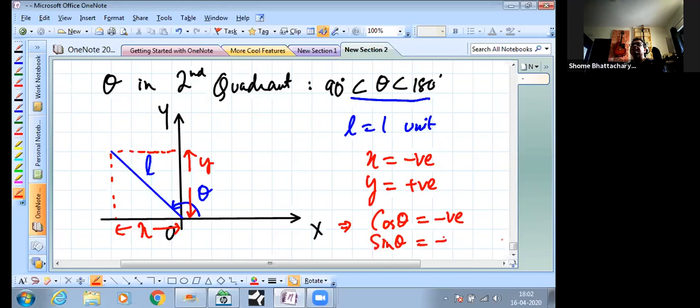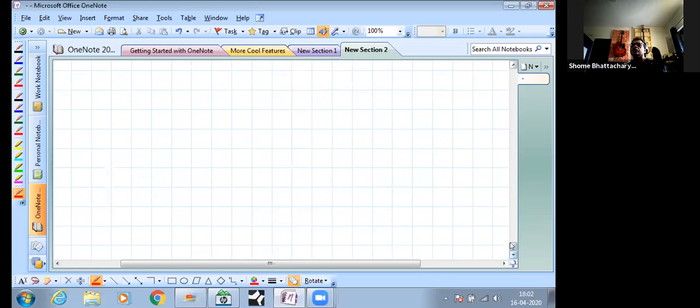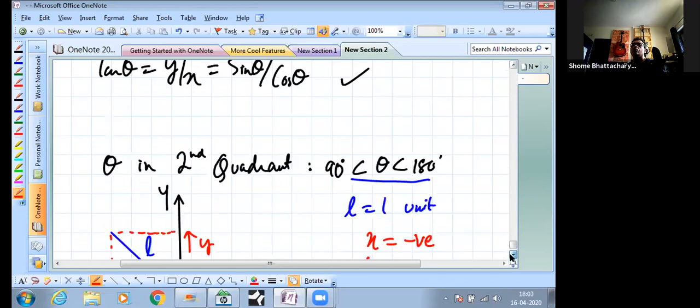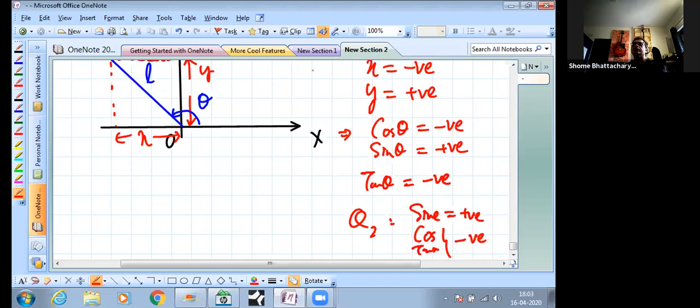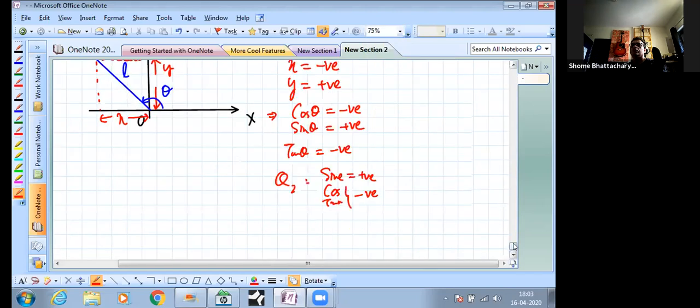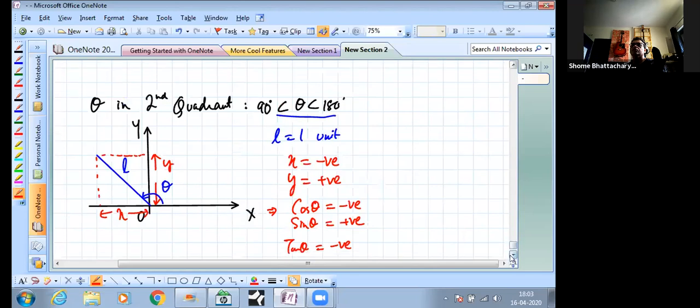And tan theta is just the ratio of sine by cos. So that means tan will also be what kind of quantity? It will be negative, because sine is positive and cos is negative. So the ratio of sine and cos, which is tan, will become negative. So that is why in the second quadrant sine is positive, whereas cosine and tan are both negative. This is what you might have learned in maths as the AST symbol. Now you're understanding the logic of it, why that happens. I'm just leaving you with this diagram for a moment, so you'll understand why this is happening.